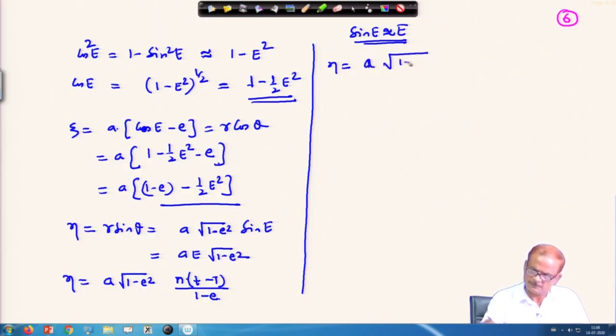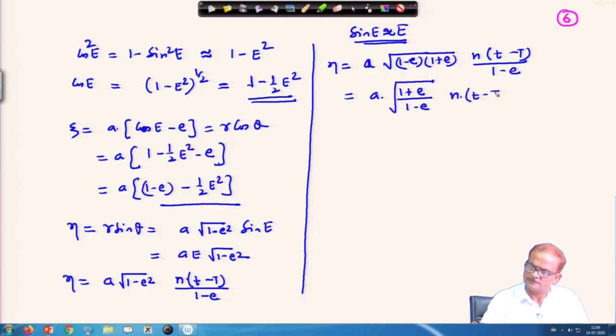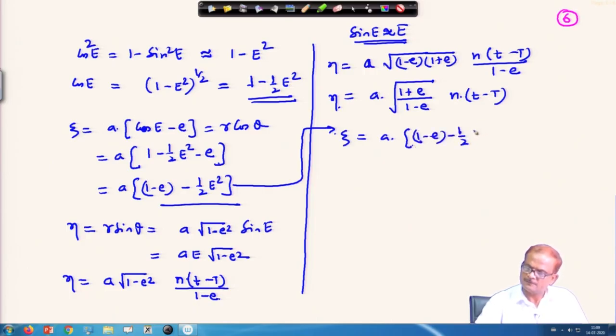A times 1 minus e times 1 plus e, and t minus t divided by 1 plus e. Okay, similarly this xi can also be written in terms of n and t. Now this will become a times 1 minus e, and minus 1 by 2 n square t minus t square divided by 1 minus e square.